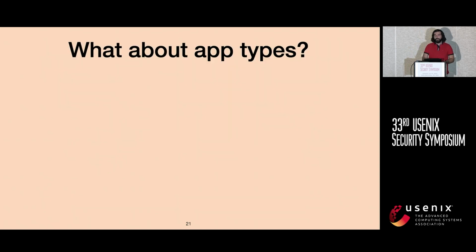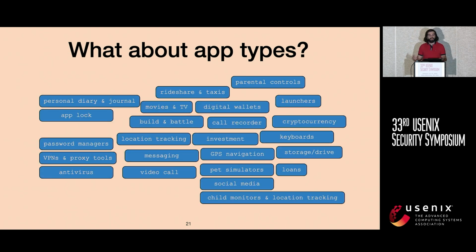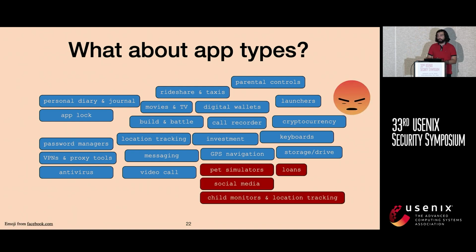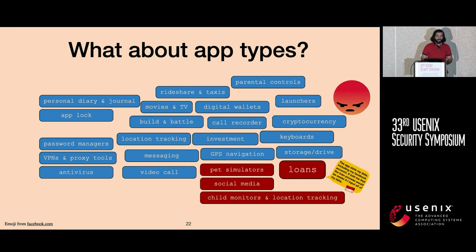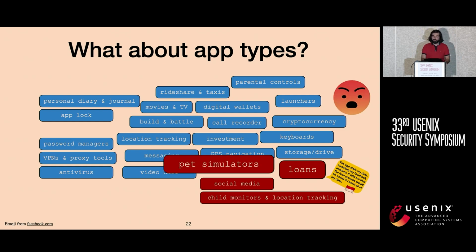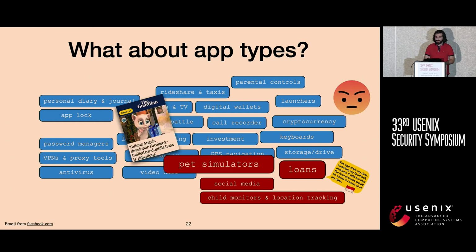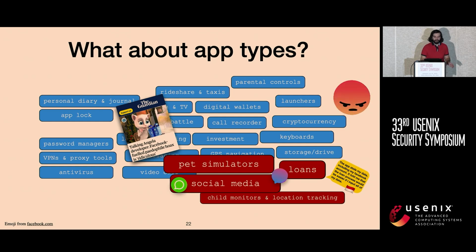We talked about countries, we talked about themes. What about different categories of applications? What about different industries? Well, turns out there's a lot of these in our data set, and people have mixed emotions depending on the category. These are the ones people particularly hate in terms of privacy. Loans they don't like, because we talked about loans, loan apps. They don't like pet simulators because of Talking Angela. They don't like social media. I don't think I need to explain that one.